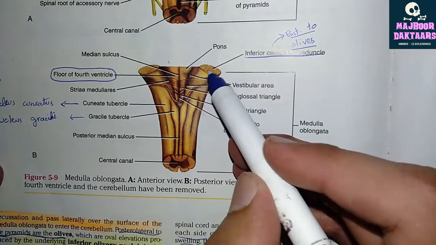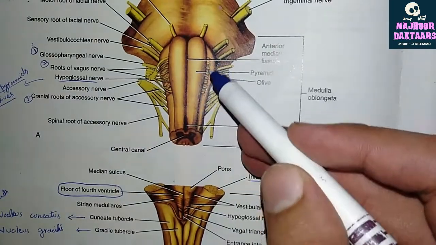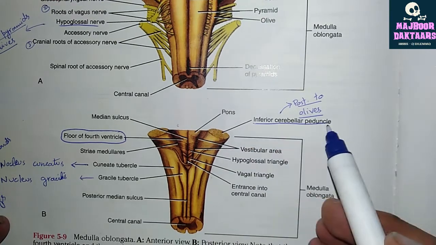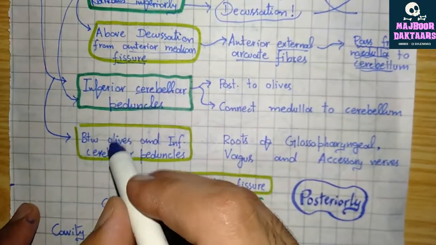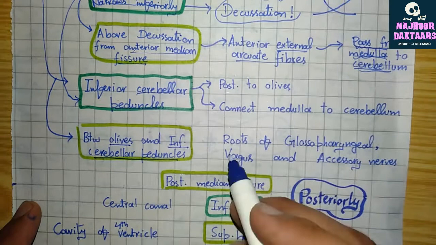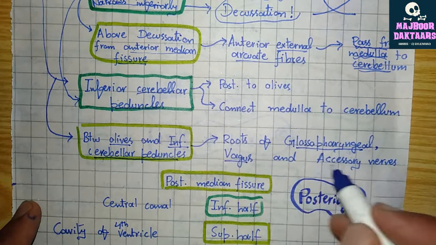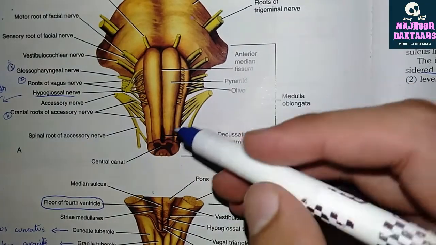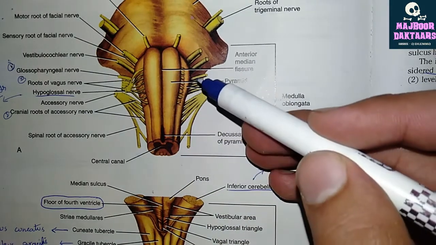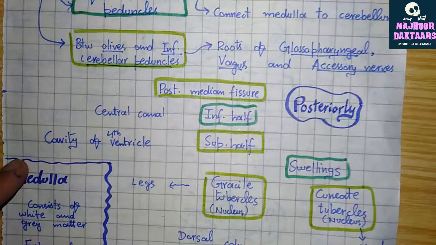This is the posterior view of the medulla, and here we can see the inferior cerebellar peduncles, which are posterior to the olives. Now, between the olives and the inferior cerebellar peduncle, there are the roots of the glossopharyngeal nerve, vagus nerve, and accessory nerves. Here we can see the olive, and in the posterior view the inferior cerebellar peduncle. Between them are the glossopharyngeal nerve root, vagus nerve root, and accessory nerve roots.